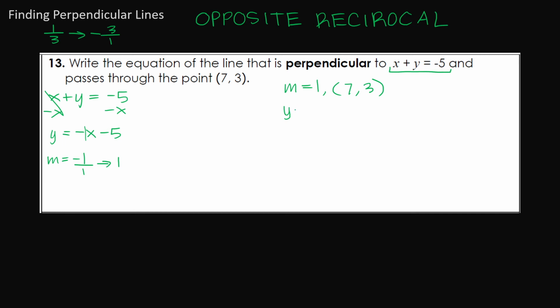Writing the equation in point slope form, y minus y1, which is 3, is equal to 1, the slope, times x minus x1, which is 7. And we distribute 1 into the parentheses. y minus 3 equals x minus 7. And we're going to add 3 to both sides. So our equation of the line perpendicular to x plus y equals negative 5 is y equals x minus 4.